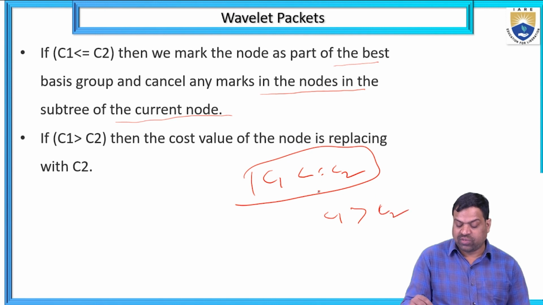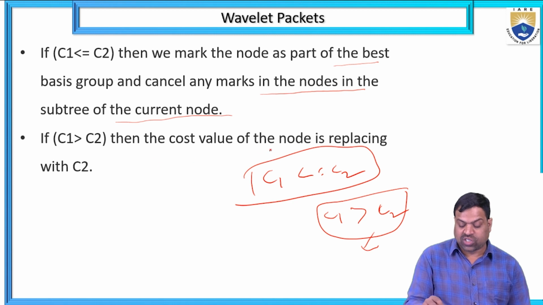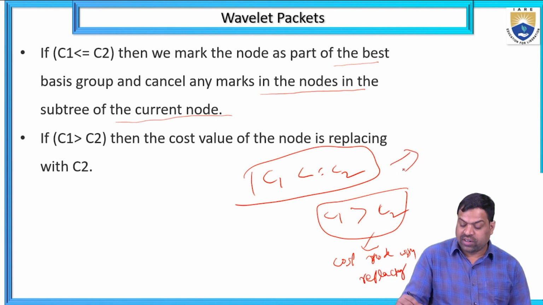If I'm taking C1 greater than C2, what is the condition? The cost value of the node is replaced with C2. Here, C1 less than or equal to C2 means the node is part of the best basis group, and any marks in the nodes of the subtree of the current node are cancelled.